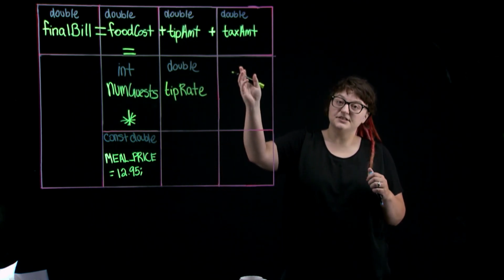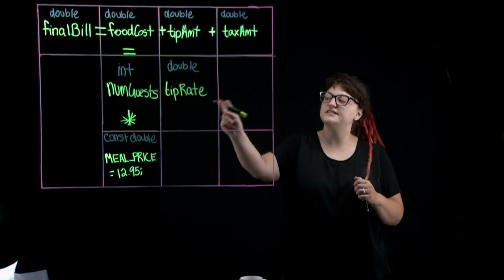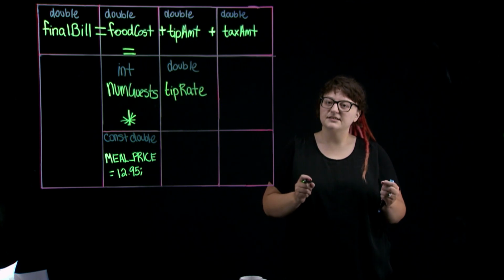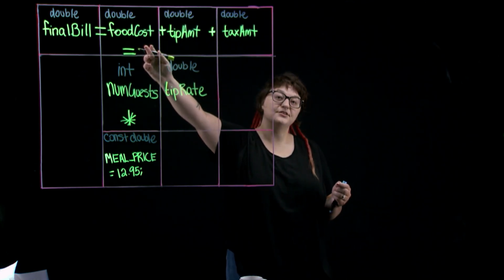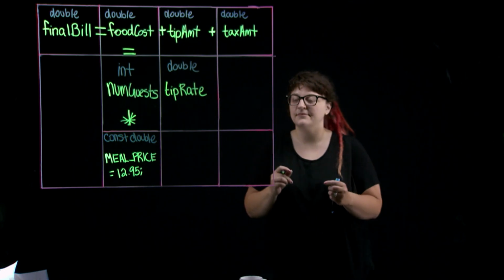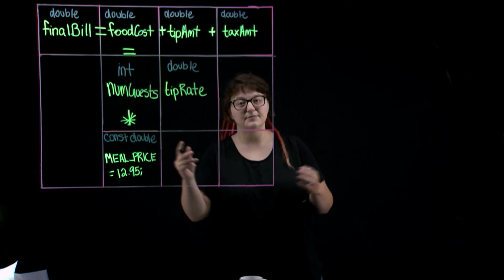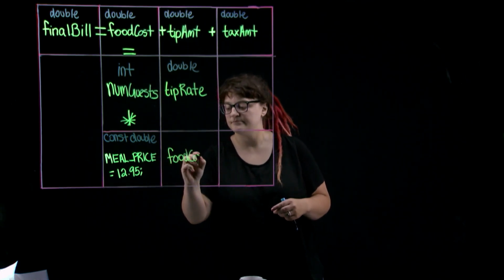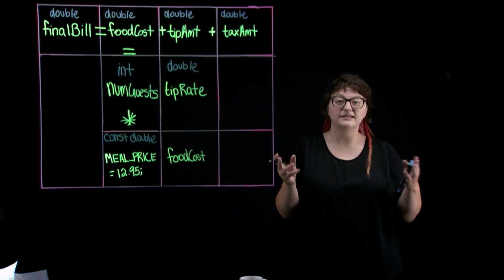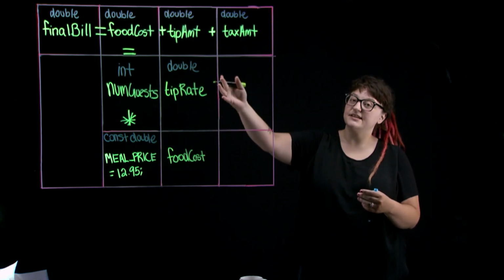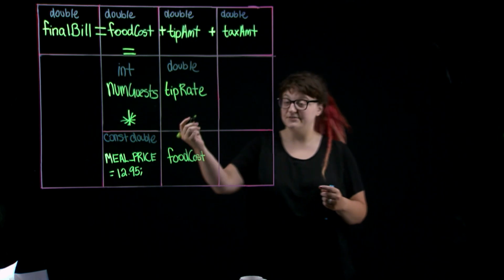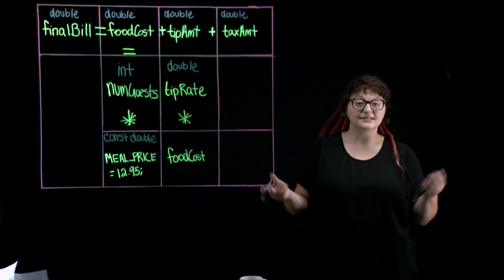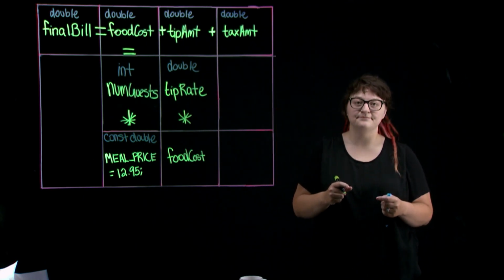So if the tip amount is determined by multiplying the tip rate with the subtotal, do we already have a variable that's representing our subtotal? It would be our food cost, right? And I don't need to give it a data type here because we've already declared it. Okay, finally, how are these going to interact? We're going to multiply. So again, we'll just put that interaction symbol right there. All right, perfect. Let's move on to our tax amount.